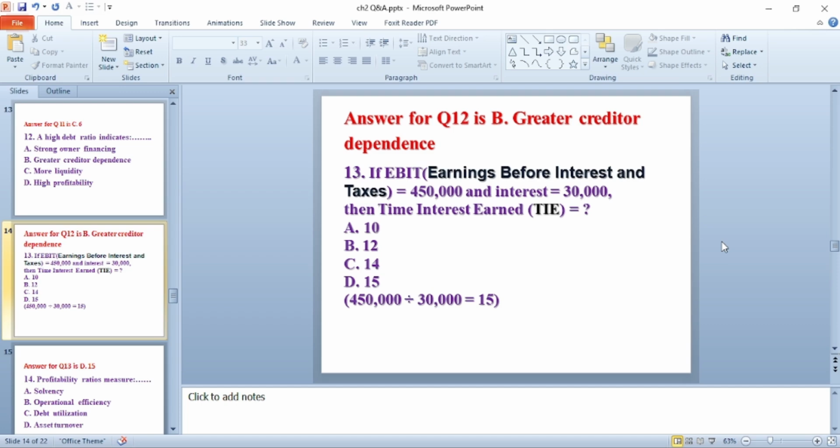Question number 13. If earnings before interest and tax is equal to 450,000 and interest is 30,000, then the times interest earned is equal to earnings before interest and tax 450,000 divided by interest 30,000, which is equal to 15. So the answer is D, 15.